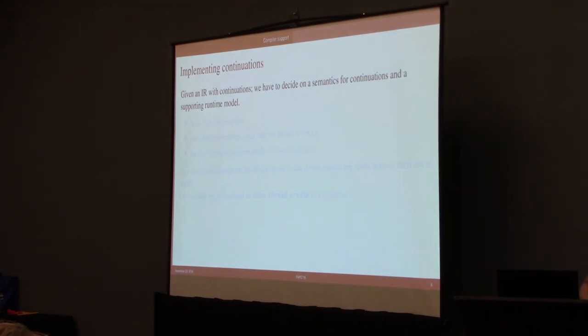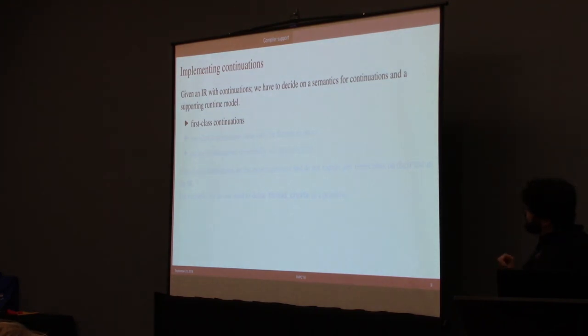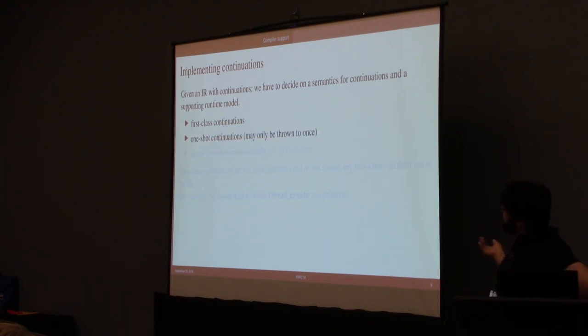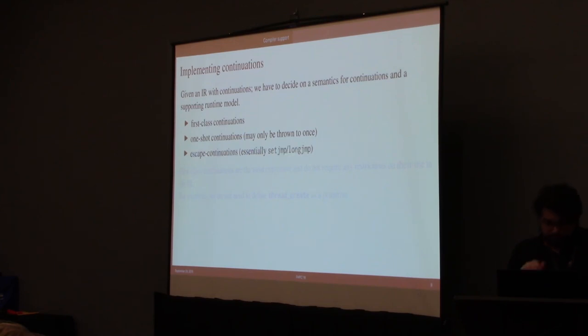Okay, so given that we have an IR with these continuations, we need to decide how they are going to work and how they're going to be implemented. So I mentioned first class continuations. These are totally unrestricted in their usage. They can be thrown to multiple times and they're totally undelimited. One-shot continuations can only be thrown to once, but are also not delimited. And then we have escape continuations, where they're delimited by the scope of their binder. So they have a lifetime restriction, and they're essentially equivalent to setjmp, longjmp, and they can only be thrown to once.